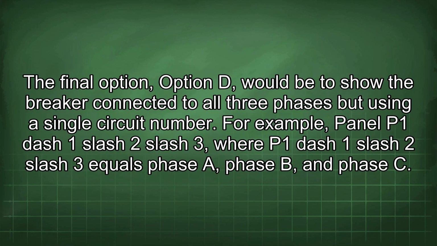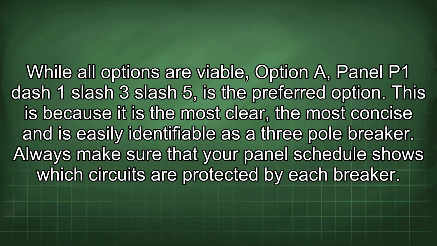The final option, option D, would be to show the breaker connected to all three phases but using a single circuit number. For example, panel POM-1/2/3, where POM-1/2/3 equals phase A, phase B, and phase C. While all options are viable, option A, panel POM-1/3/5, is the preferred option. This is because it is the most clear, the most concise, and is easily identifiable as a three-pole breaker.